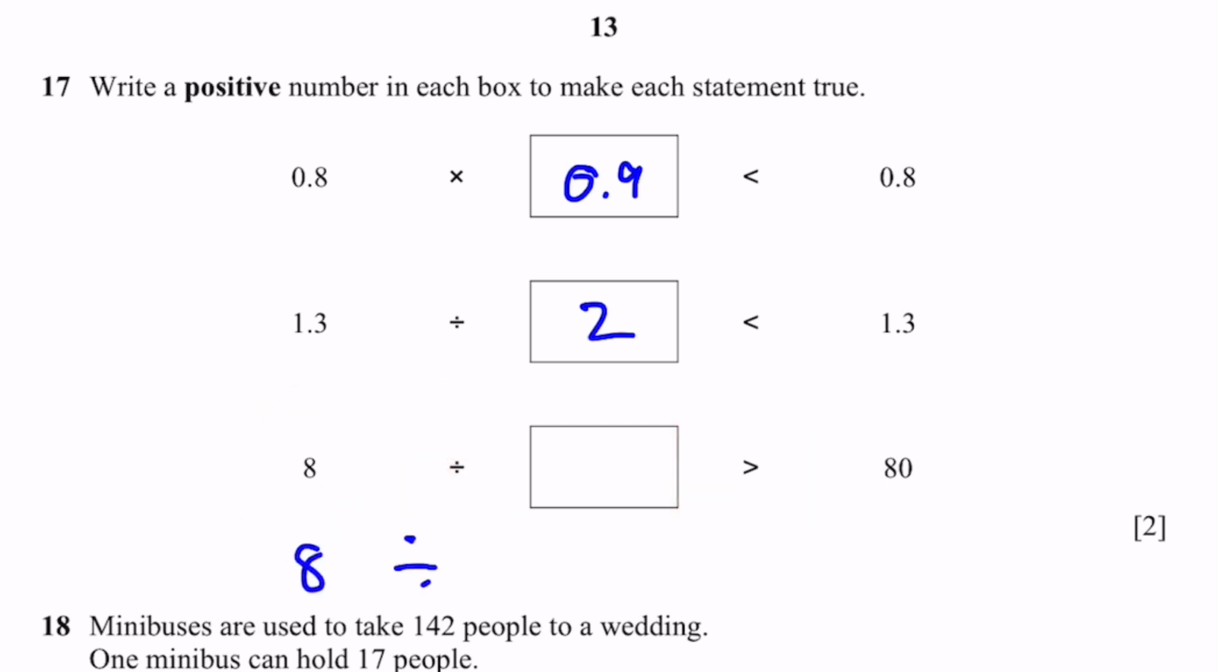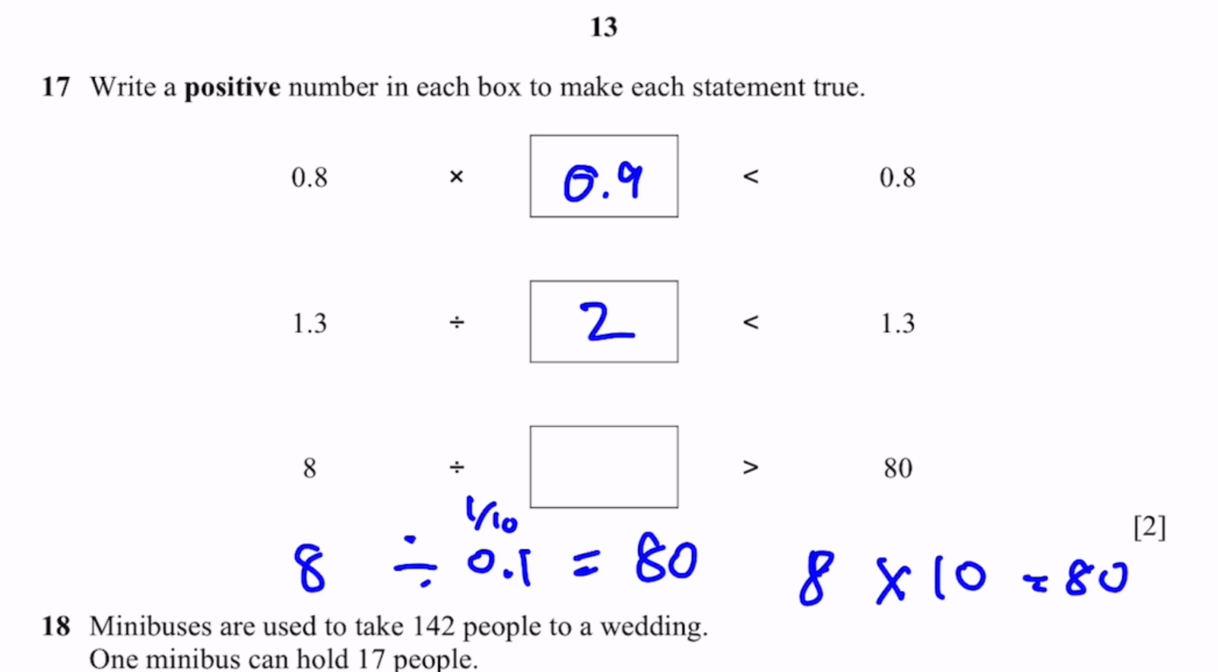So 8 divided by 0.1 is equal to 80, because 8 divided by 1 by 10 is 8 times 10, that's equal to 80. So we need a number which is less than 0.1 but greater than 0. So that's what we need. And I'm just going to take 0.05. You can even write 0.07, 0.001. All of these are okay.